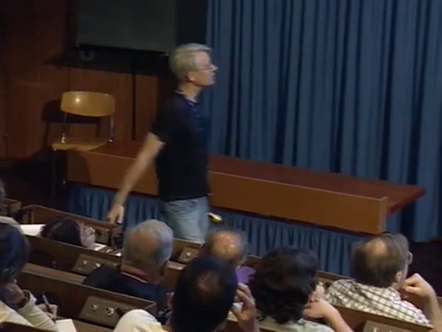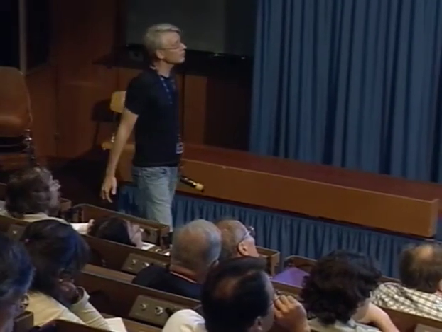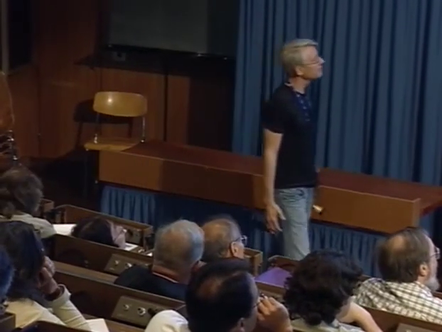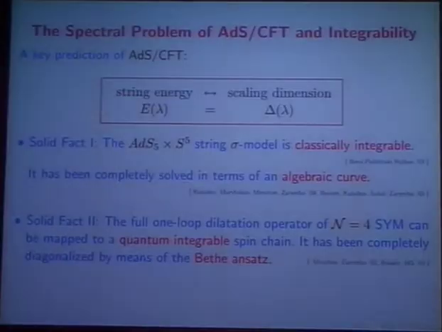Now the second solid fact is that if you look at the full one-loop dilatation operator of N=4, it can be mapped to a quantum integrable spin chain. That was first understood by Minahan and Zarembo in just the scalar sector, and then by us for the full model. And this quantum one-loop integrable spin chain can be completely diagonalized by the so-called Bethe Ansatz. So there's no doubt about this, it's the other solid fact.